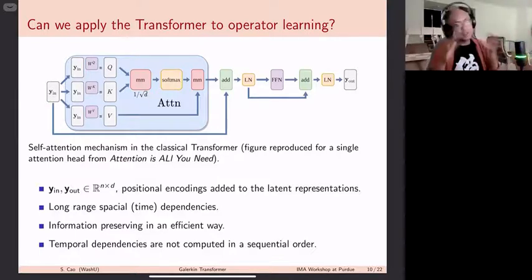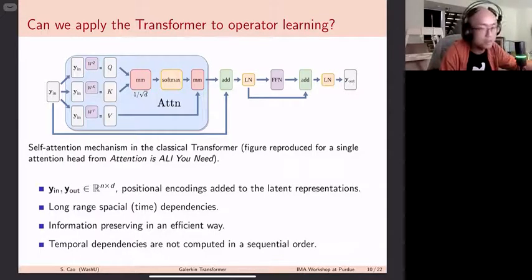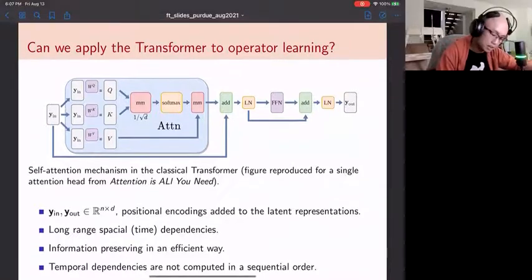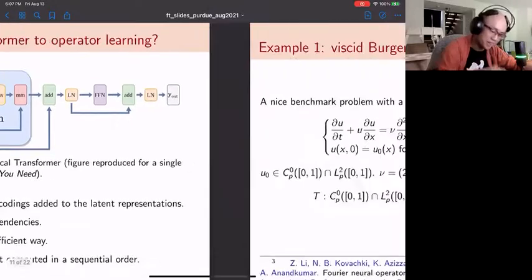So let's ask this question: can we apply the transformer to the operator learning problem related to parametric PDE? This architecture has so many advantages, it's very hard to resist trying it. So let's try it.